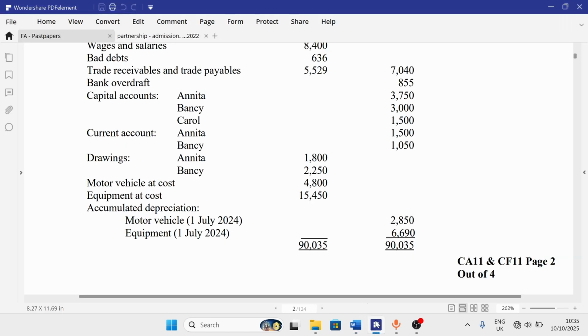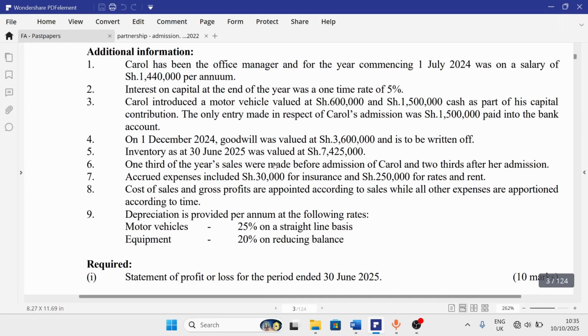So let us make the workings for goodwill. Goodwill was given in number 4. On 1st December 2024, goodwill was valued at 3.6 million and is to be written off. So remember, this goodwill was not paid in form of cash. So therefore, we are just going to credit the current account of the old partners using the old profit sharing ratio. And then to write it off, we are going to debit the current account of all partners using the new profit sharing ratio. So let us do that.